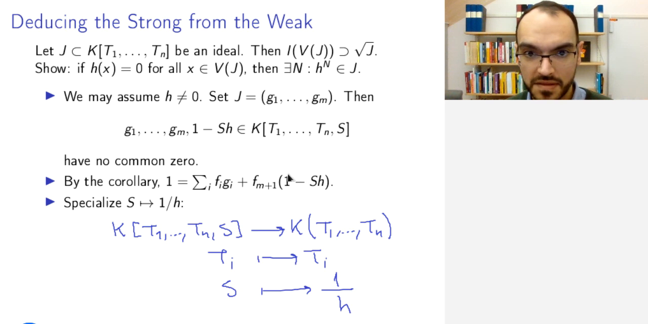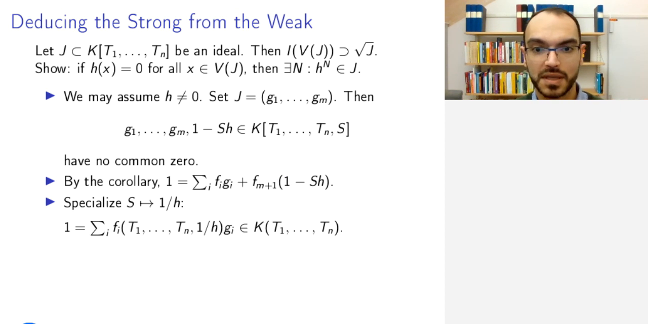The effect of this specialization is that it will make this 0. So to be clear, this is a product, not an evaluation. So we're multiplying f n plus 1 by this product, which will become 0 under this specialization. And so we get 1 as a product of these fi, now with the s variable 1 over h, times gi.